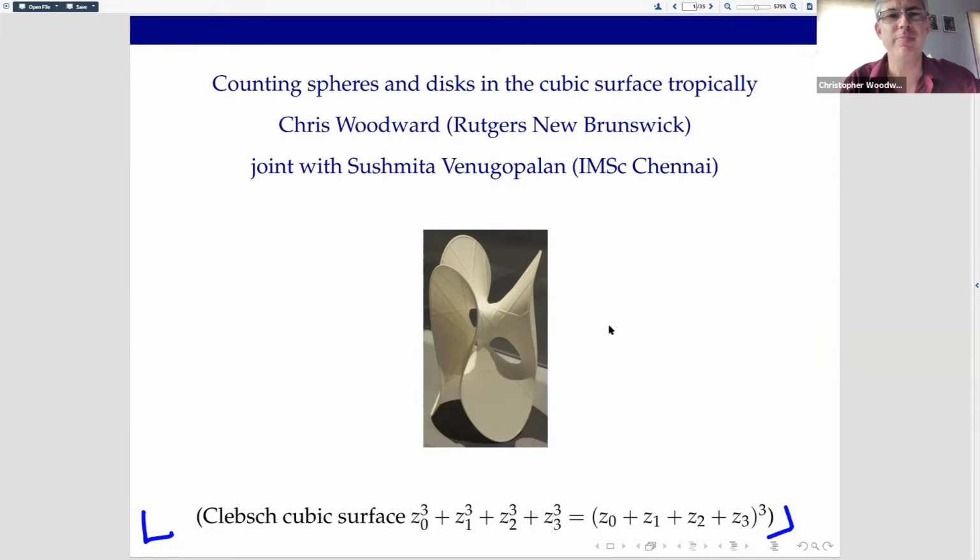This is joint work with Sushmita Venugopalan, who's in Chennai at the IMSC. And it's a talk about a particular example of the cubic surface. This is a sculpture of a particular cubic surface called the Clebsch cubic surface, whose equation is written down at the bottom of the screen.